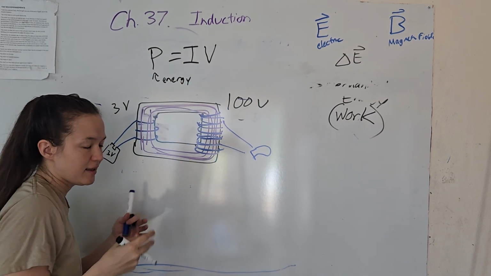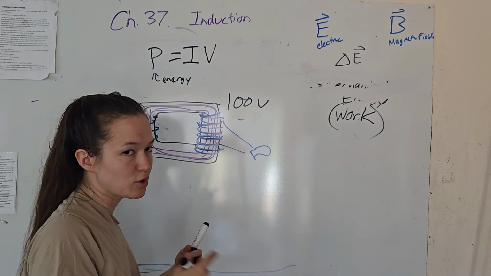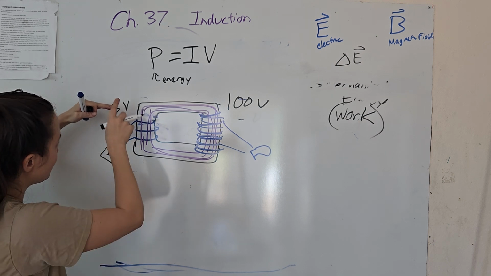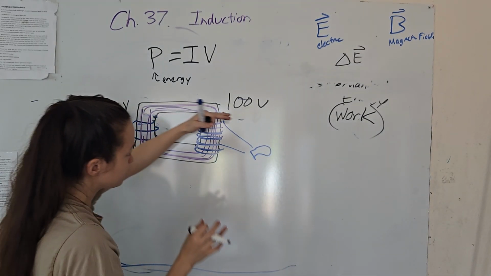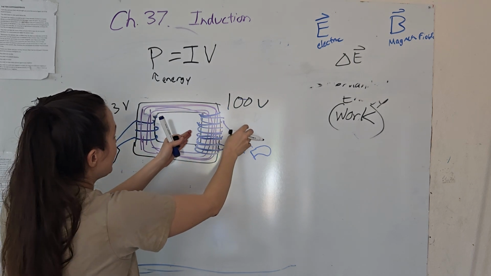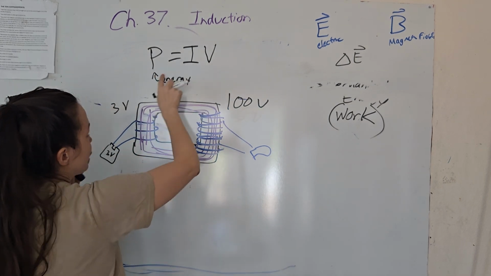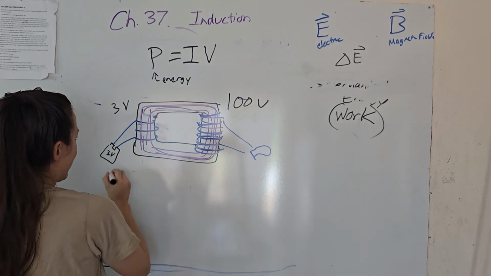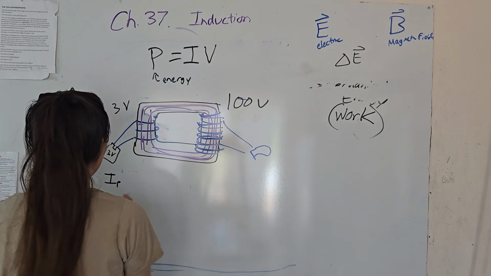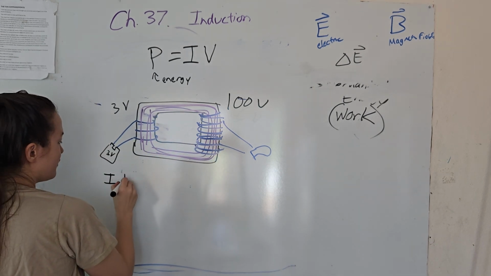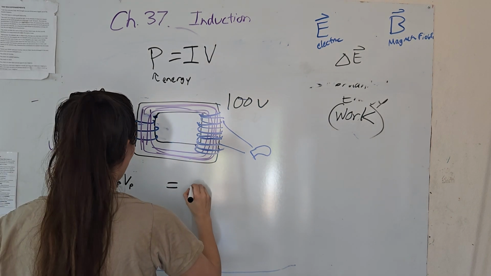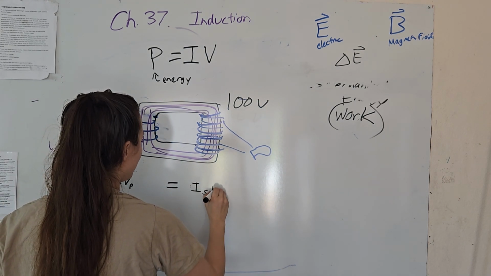Remember, power is the work done, the joules per second. The more volts that I've got on this side, the power must be conserved. The energy has to be conserved. That tells you that the current in the primary, we're going to call this the primary coil, and this the secondary coil, so the current in the primary times the voltage in the primary will be the same as the current in the secondary times the voltage in the secondary.